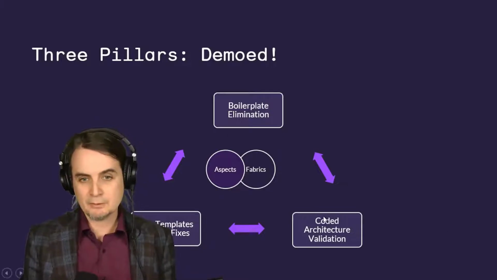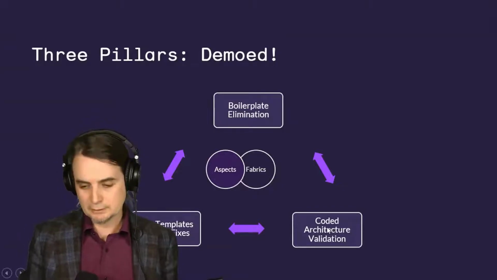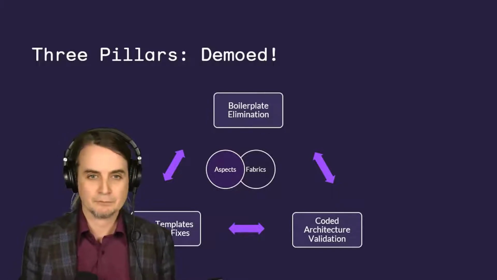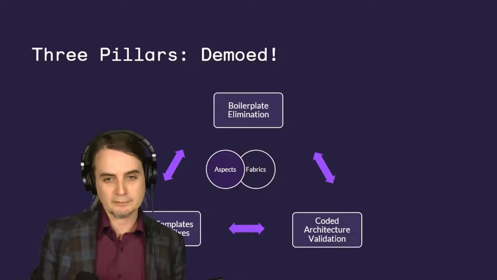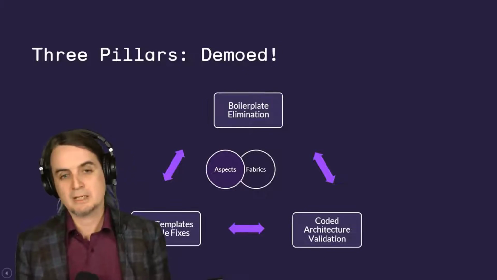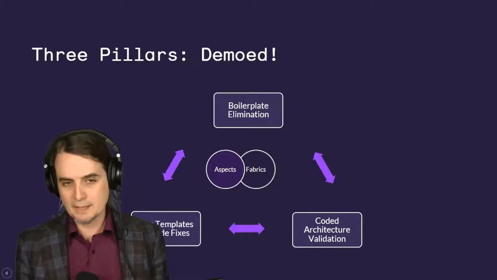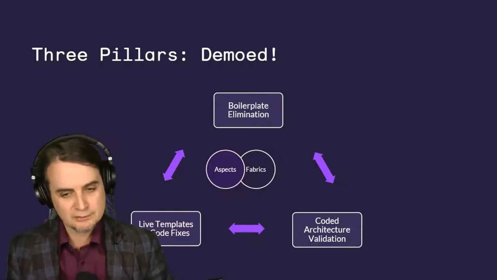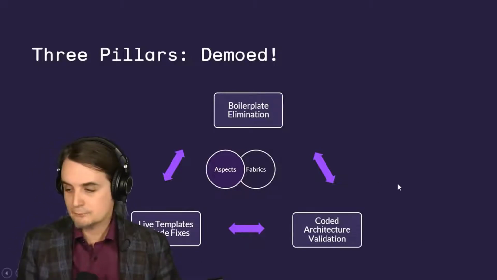I have shown how you can validate architecture with code, especially references. Of course, you can also validate declarations, but here, most important is declaration. And I have shown, or tried to show, how you can create your own code fixes and live templates.